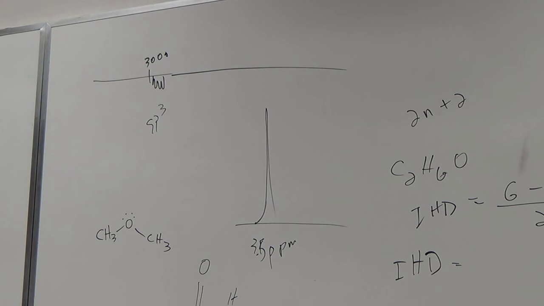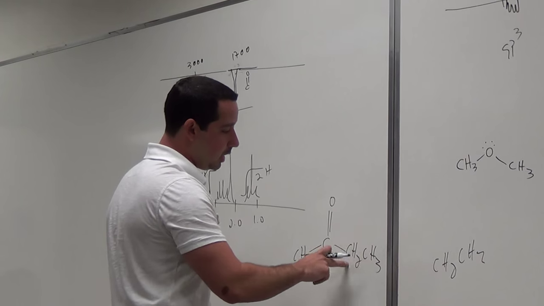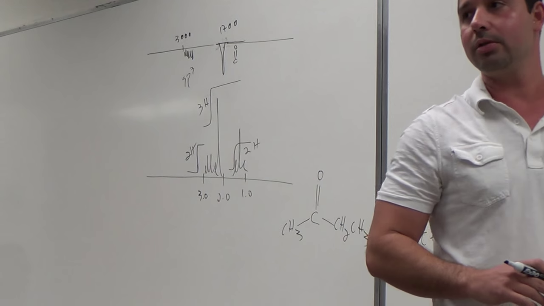That is a singlet. And this is a quartet next to the carbonyl. So this singlet and that quartet should be close to each other, because they're both next to the carbonyl. That's what they are. And this is next to two hydrogens, that's a triplet. Yes?